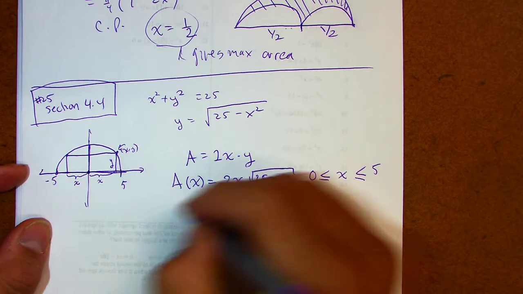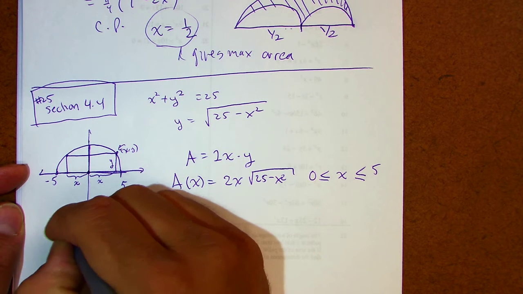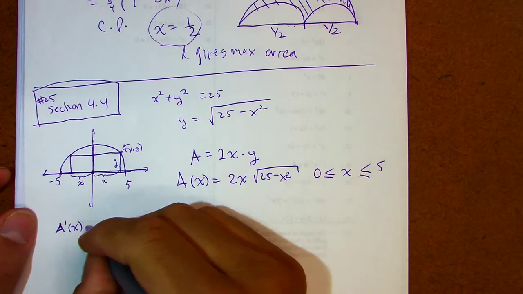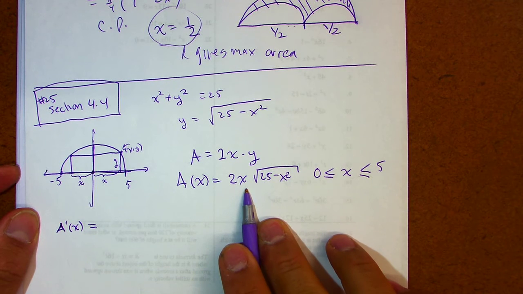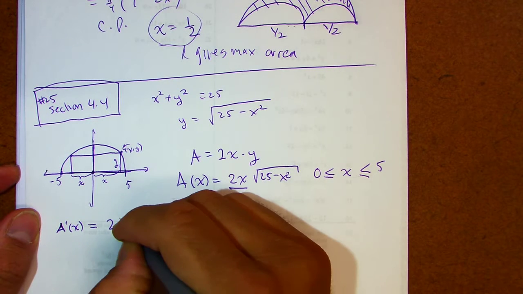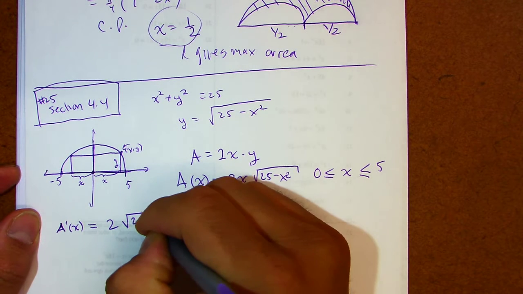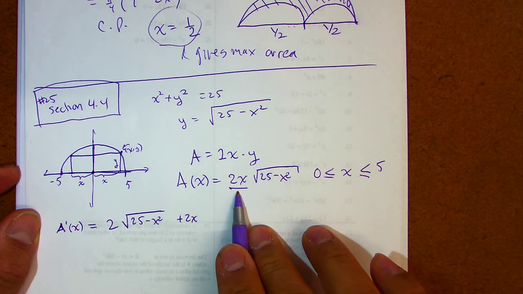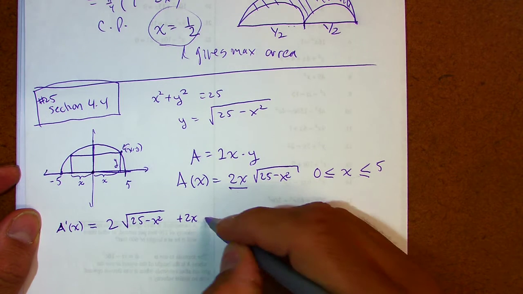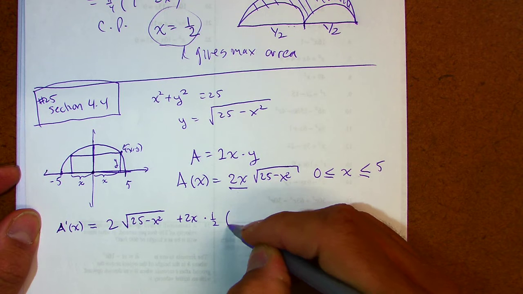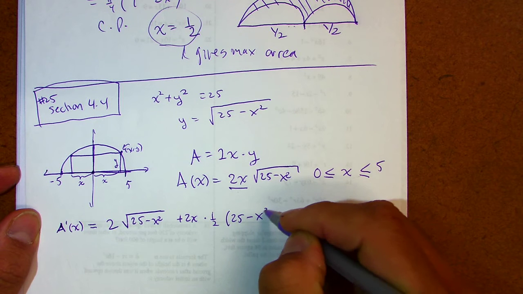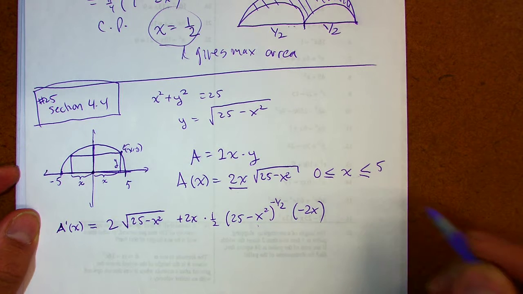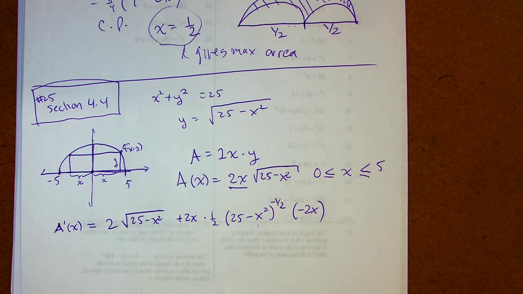So I'll try to find it by taking the derivative, A prime of x. To do that, take the derivative of this, which is 2. Leave the other function alone. And now 2x, the derivative, leave that one alone. The derivative of this would be 1/2 power rule, 25 minus x squared to the negative 1/2, and then don't forget the chain rule, times the negative 2x.